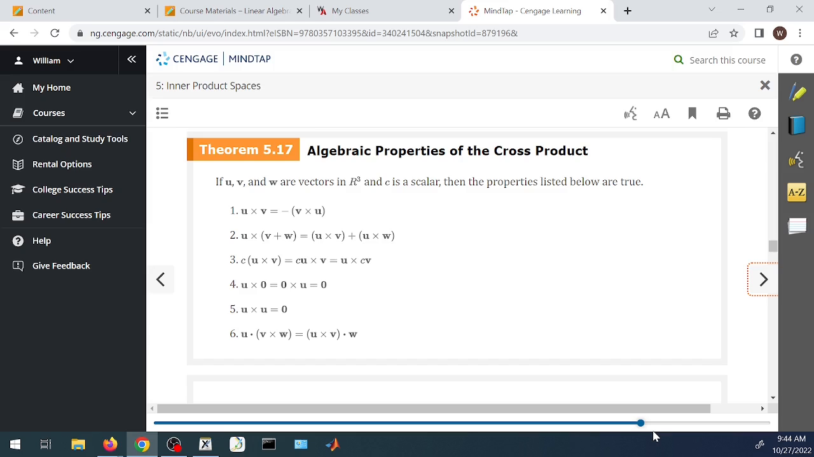And what is the product rule in Calc 1? The derivative of f times g is? F prime G plus G prime F. Yep. What about the derivative of two vector valued functions, u dot v? Wasn't it u prime dot v plus u dot v prime?